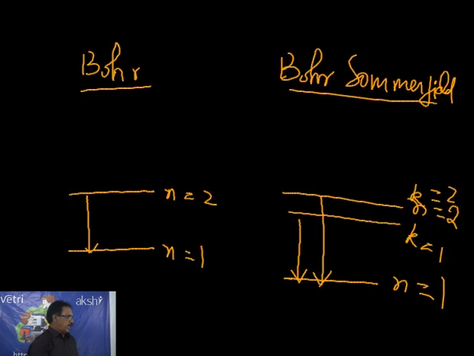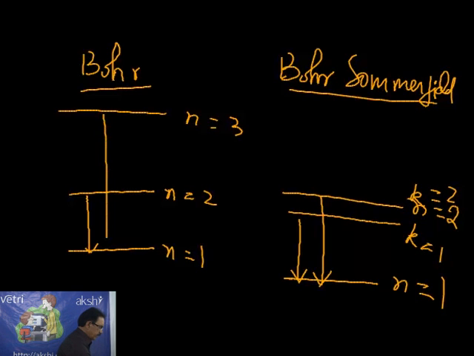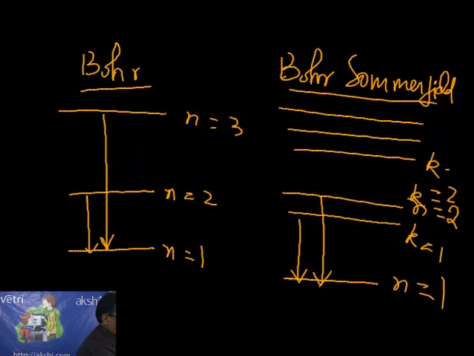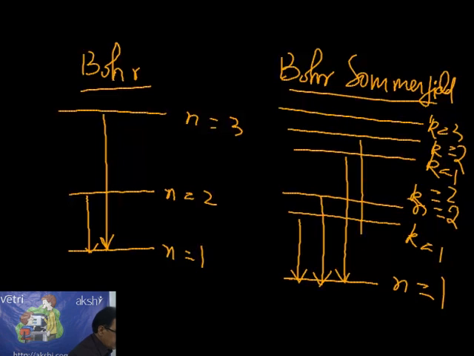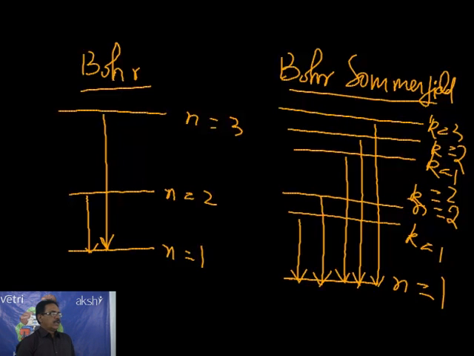The same way, if you go for n equal to the third level, you will get only one line for Bohr. If you are getting emission from n equal to 3 to n equal to 1, you will get only one line for Bohr. Whereas according to Bohr Sommerfeld, you will get three lines. Let me explain. There are three sublevels: k equal to 1, k equal to 2, k equal to 3. That is, k3 is nothing but n3. So you will get k1 to n1, one line, k2 to n1, another line, k3 to n1, the third line.